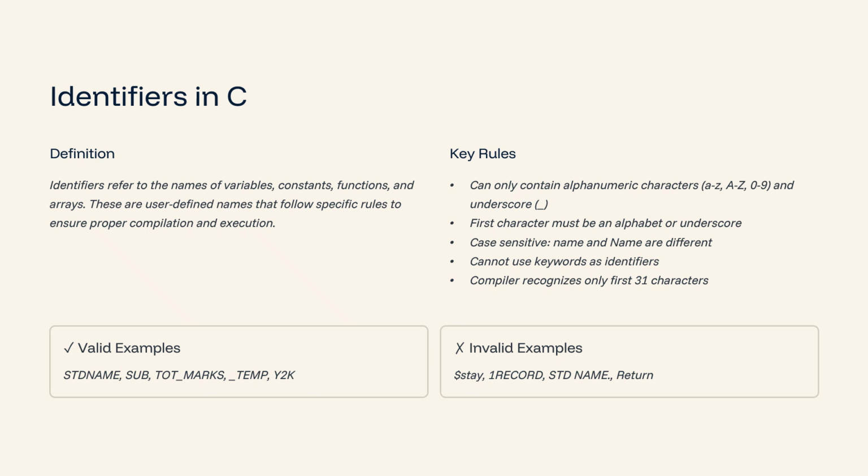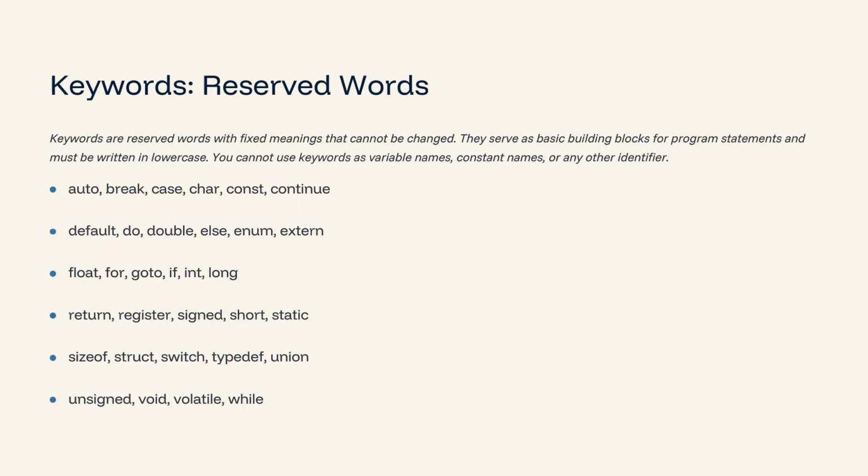Now we will have a look at keywords. Keywords are reserved words with fixed meanings that cannot be changed. They serve as basic building blocks for program statements and must be written in lowercase. You cannot use keywords as variable names, constant names, or any identifier. According to ANSI, there are 32 keywords defined.